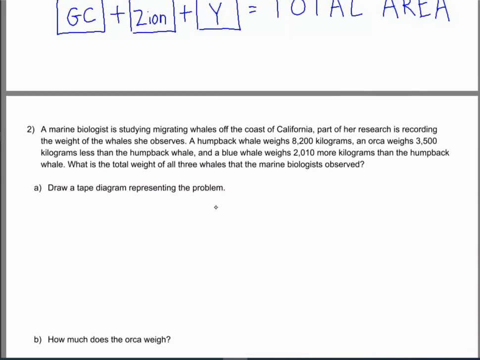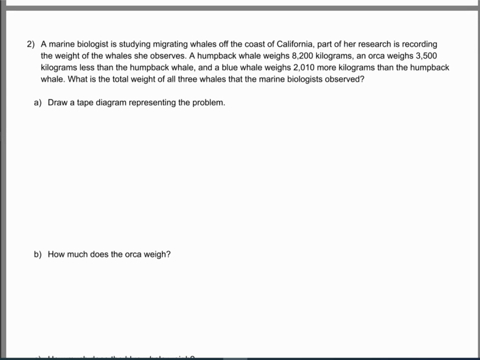There's one more problem on the back side of the paper. Number 2. A marine biologist is studying migrating whales off the coast of California. Part of her research is recording the weight of the whales she observes. A humpback whale weighs 8,200 kilograms. An orca weighs 3,500 kilograms less than the humpback whale. And a blue whale weighs 2,010 more kilograms than the humpback whale. What is the total weight of all three whales that the marine biologist observed, I should say. It's really similar to the problem on the front side.